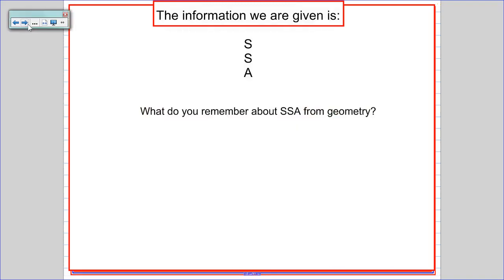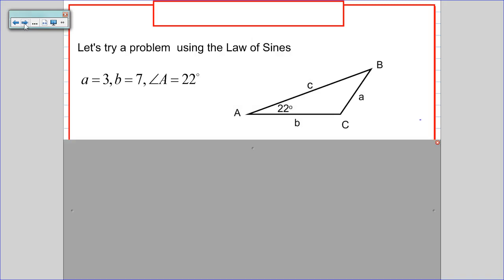So the information we're given is SSA, and what you should remember about SSA from geometry is that SSA is not a congruence theorem. What that means is that given that same information, I don't necessarily have one unique triangle. Let's take a look.